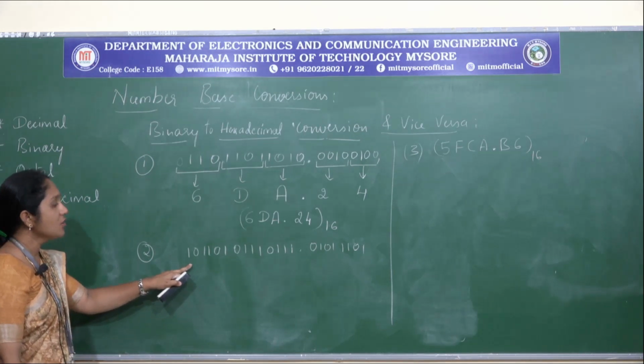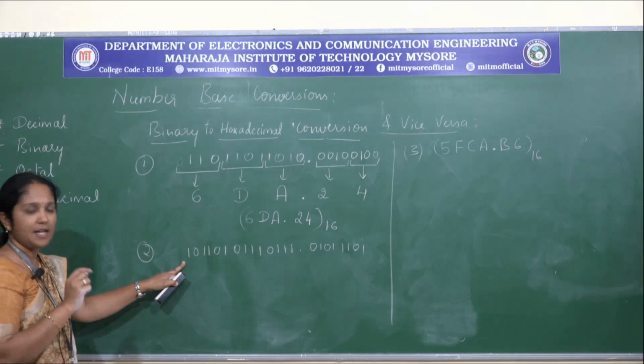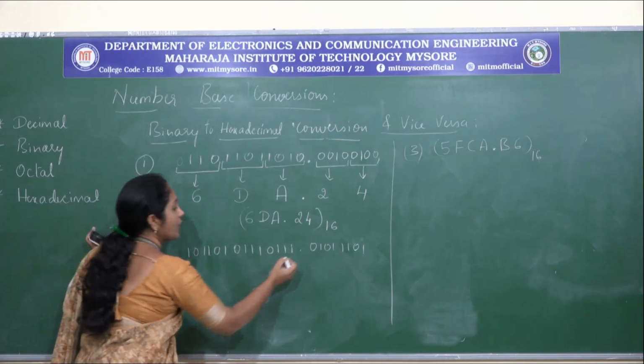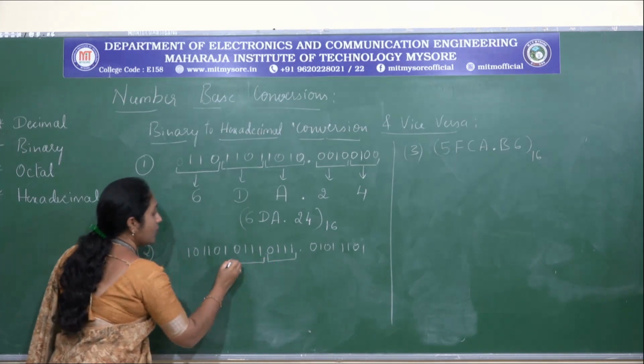Next, we have another sequence given in binary. Let us understand how to convert this. Again we need to make groups of 4.